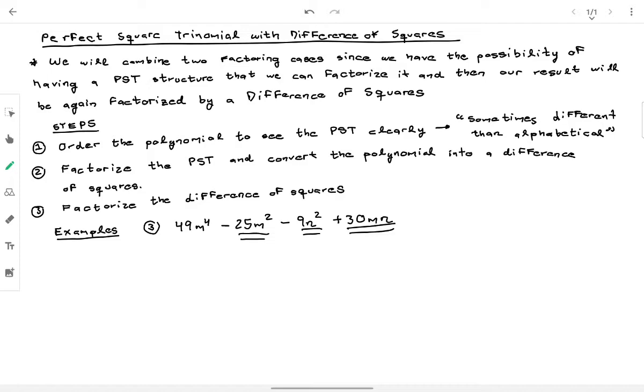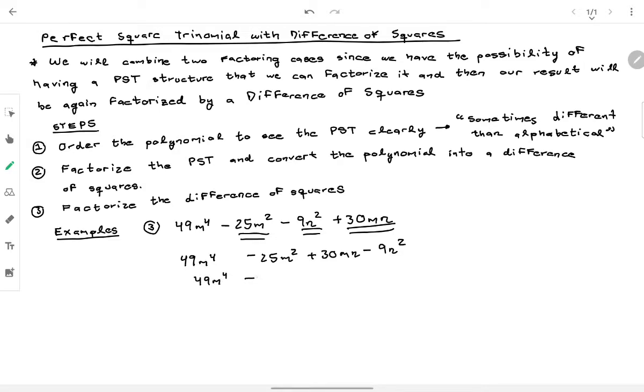So in this case, what we need to do is something like this. We will put the 49m to the 4. If we order it to see the perfect square trinomial, it's going to be minus 25m squared plus 30mn minus 9n squared. But in this case, as I was telling you, it's impossible to take out a square root of a negative number. I mean, it's an imaginary number. So in this case, we can do this specific little trick.